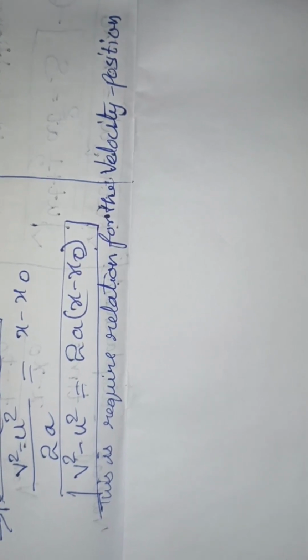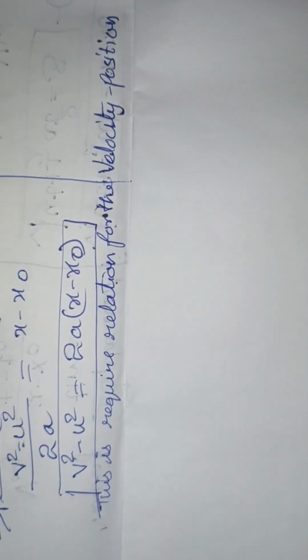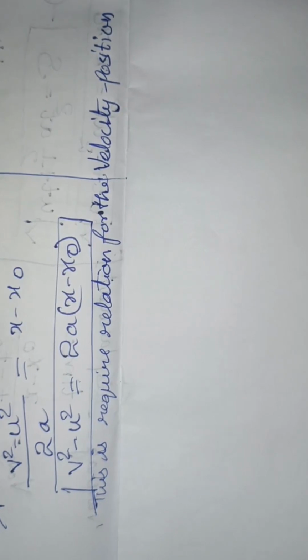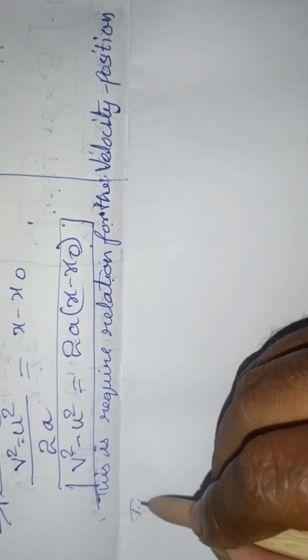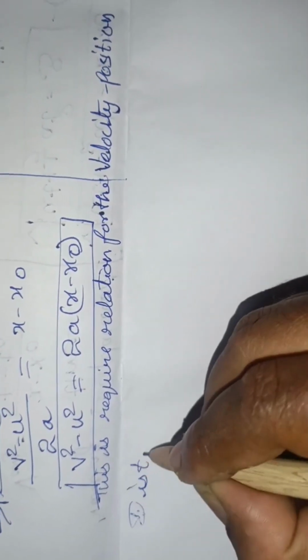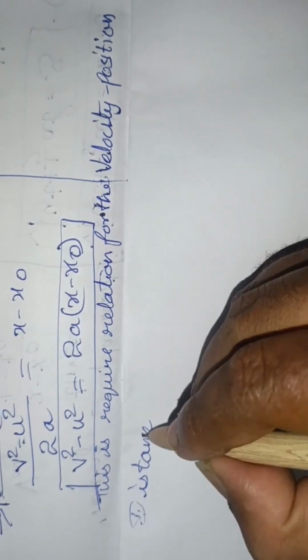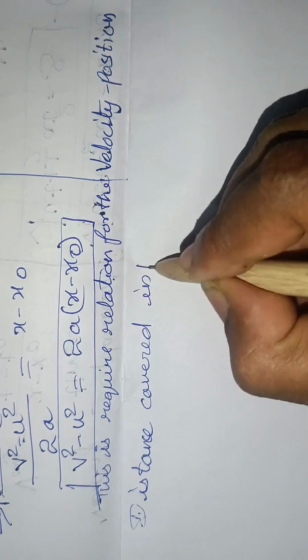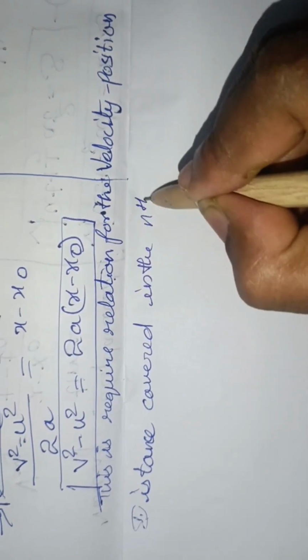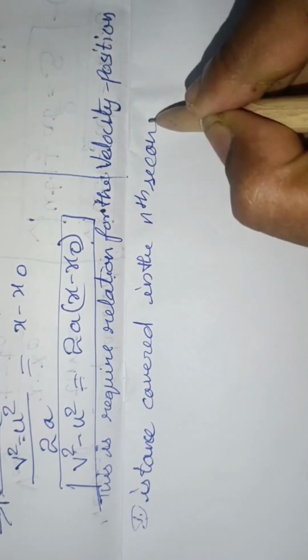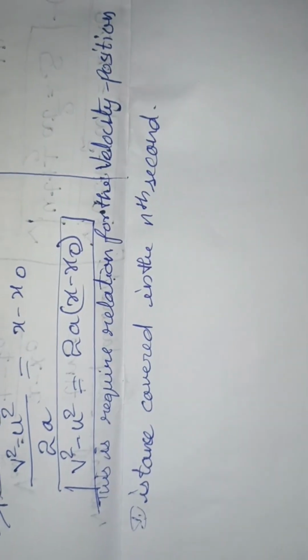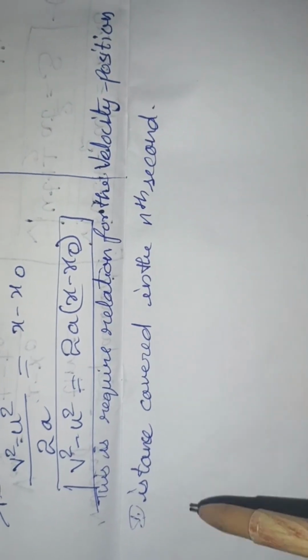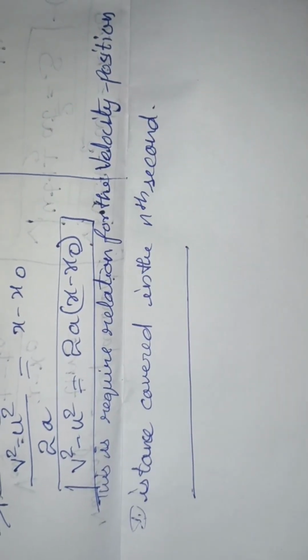Now we would like to go ahead with equation number 4, that is distance covered in the nth second. The topic will be distance covered in the nth second. Let us see with a diagrammatical representation so that we can understand the concept very clearly. We will try to draw a small line.